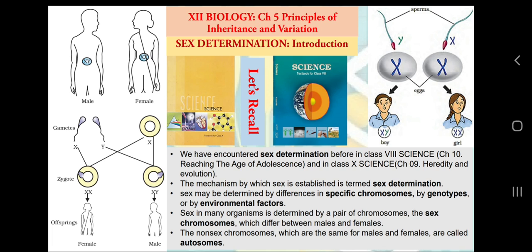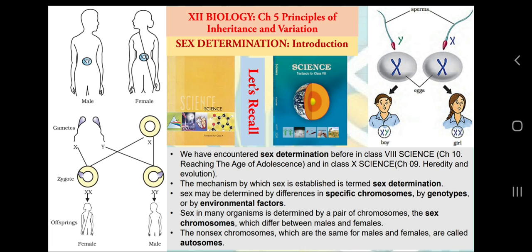So sex may be determined by different factors. For example, by specific chromosomes, by genotypes, or by environmental factors. But in this presentation we will discuss only the specific chromosomes. It means we will discuss only sex determination because of chromosomes, which is called chromosomal sex determination.